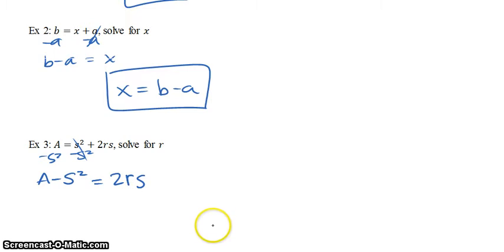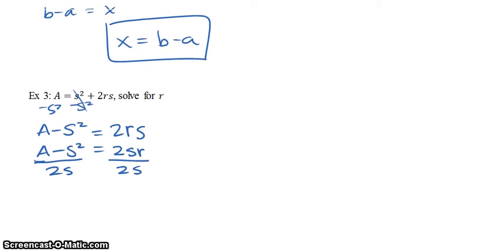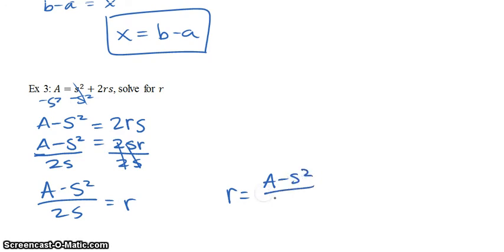I'm trying to get r by itself, and I can actually rewrite this as 2sr because of the what property? The commutative property. And so now I can just get rid of 2s. So divide by 2s. So that leaves us with a minus s squared over 2s equals, and then again that cancels, r. So I could rewrite as r equals a minus s squared over 2s.